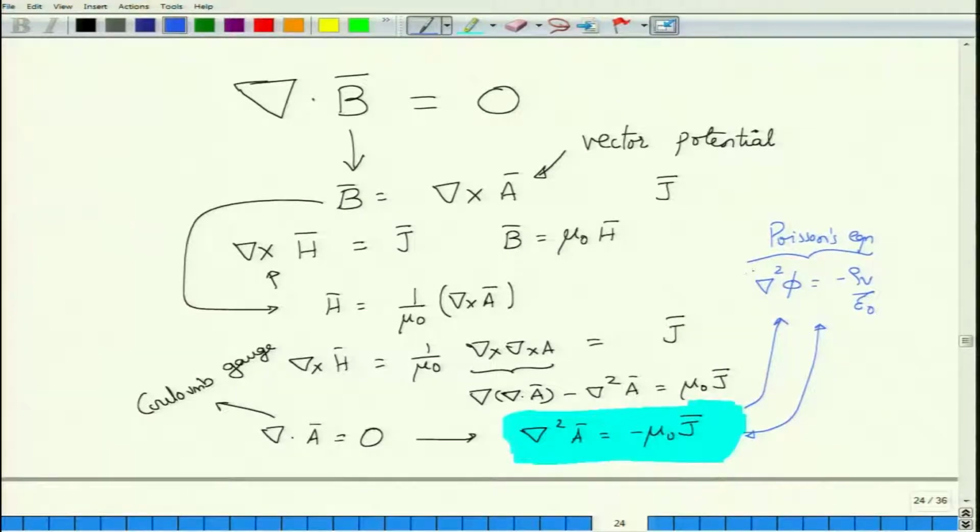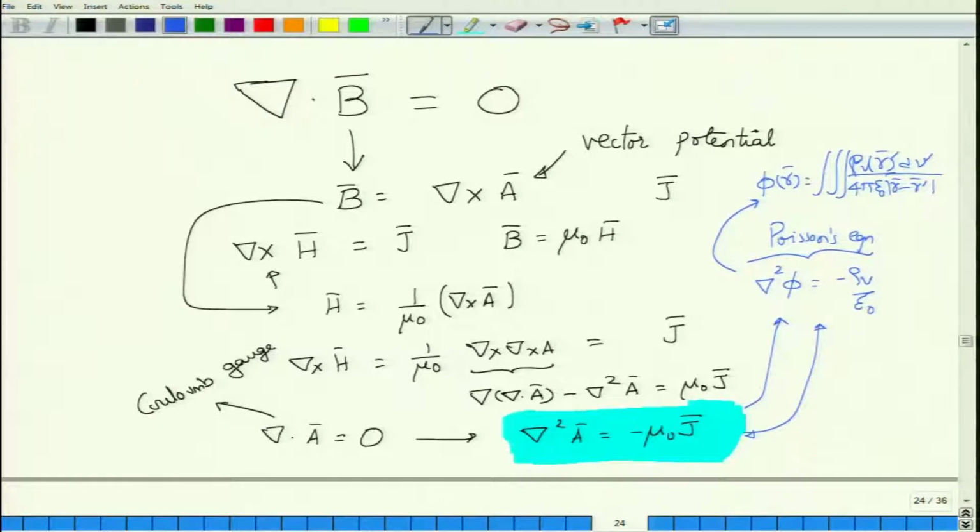When we wrote down the formal solution for phi, we wrote that phi at an observation point is given by a triple integral of rho v at the source point, divided by 4 pi epsilon naught times the magnitude of r minus r prime, integrated over the entire volume, correct.